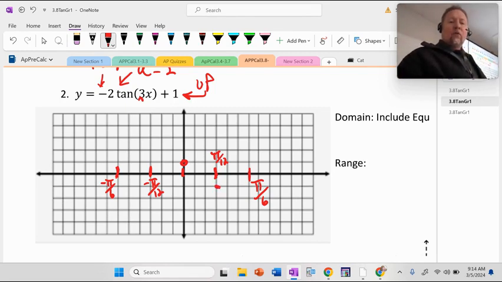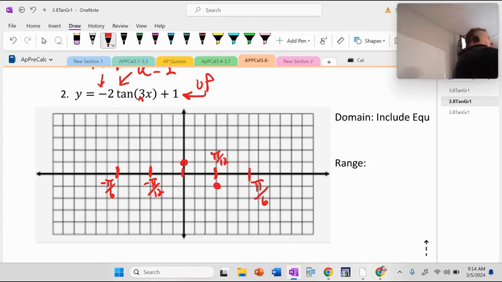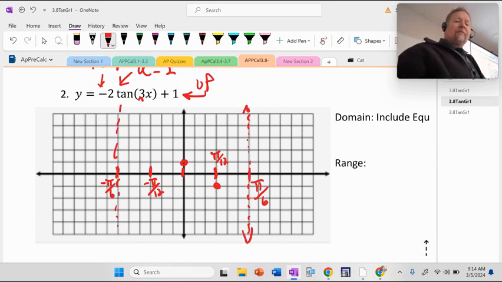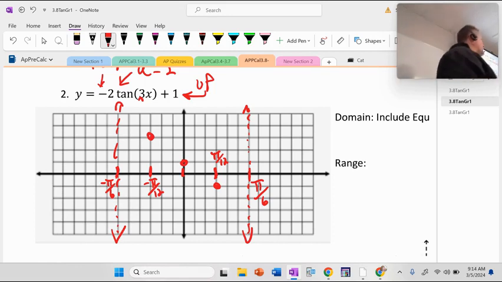Because I went by threes, we're kind of zooming in on the graph by going by threes. Pi over 6 times 3 is pi over 2. We know tan of pi over 2 is undefined. So that's why that happens and that happens. So the value of the output is enormous. And if I plugged in negative pi over 2, I would get negative 1. Negative 1 times negative 2 is 2. 2 plus 1 is 3. So you really should be understanding this.